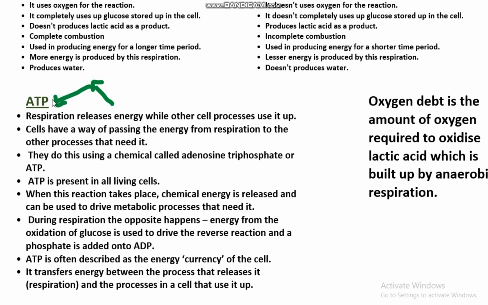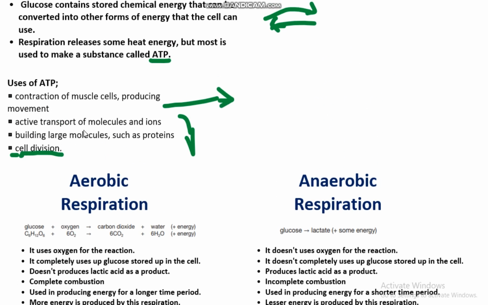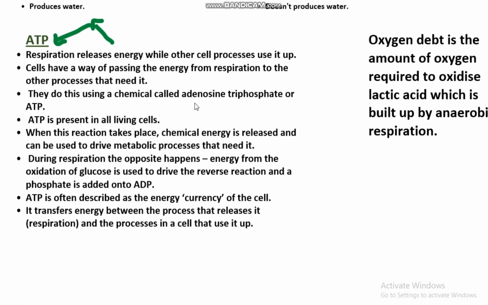So this energy is used by the cell for other processes. Cells have a way of passing the energy from respiration to other processes that need it. For example, respiration occurs in our cell, and then our cell requires energy to contract our muscles, move molecules and ions by active transport, or build large molecules such as proteins. So they use a chemical called adenosine triphosphate, or ATP.